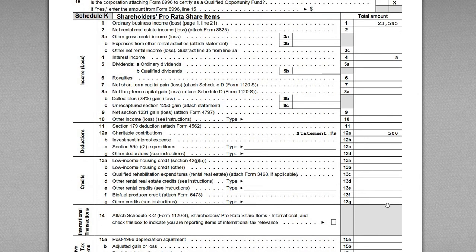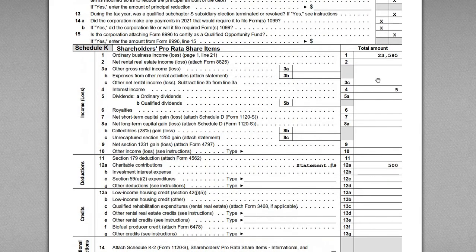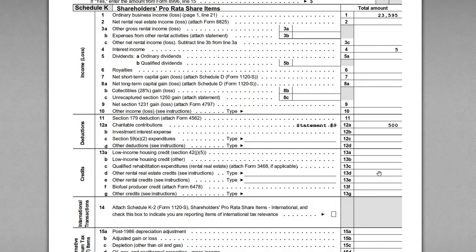So all of these items that you see here on Schedule K are the pieces that are going to be allocated to each shareholder on their K1s in accordance with how much stock they own. So of the 3 shareholders, 30% is going to be allocated to John, because he owns 30% of the stock. Jane will get 30%, Frank will get 40%, and so on down the list. So all of these items are going to be allocated to K1s in accordance with how much stock each shareholder owns.